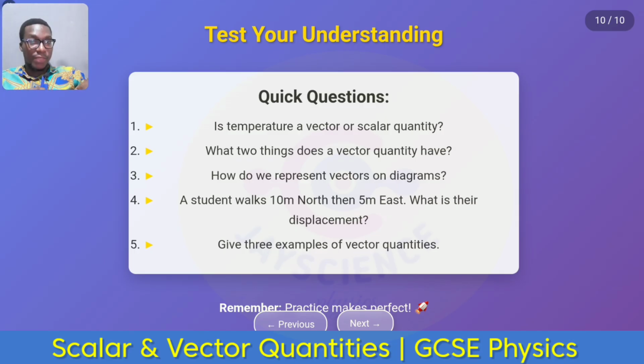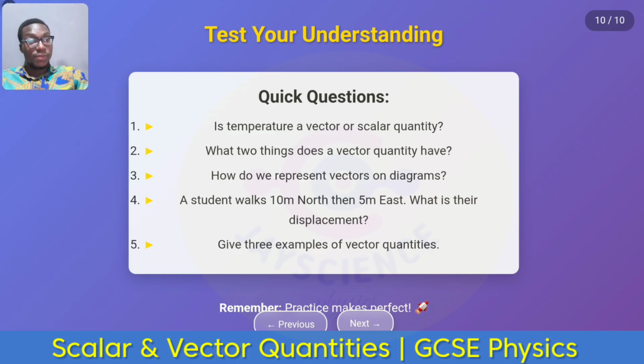Question 3 says, how do we represent vectors on a diagram? Well, we do that by drawing arrows. The length of the arrow corresponds to the size of the vector. The direction of the arrow corresponds to the direction of the vector. So longer arrows mean greater magnitude of our vectors.